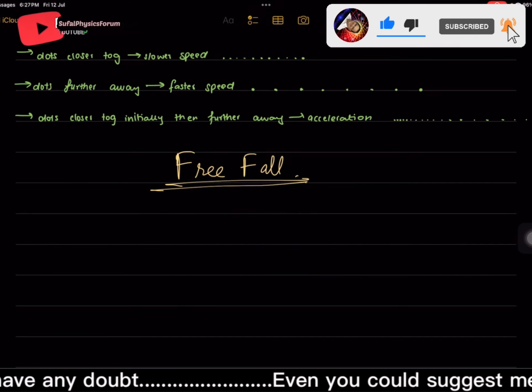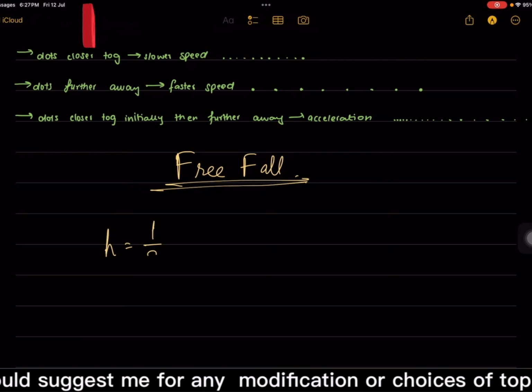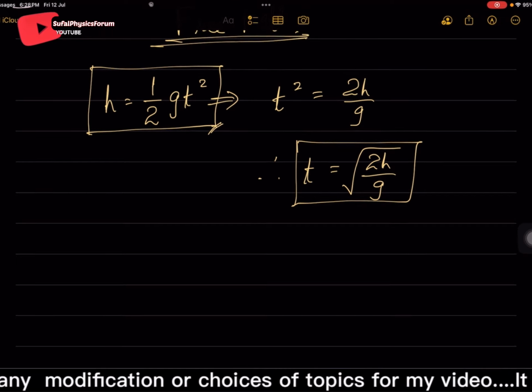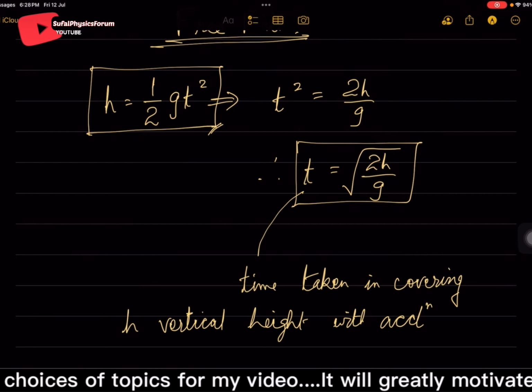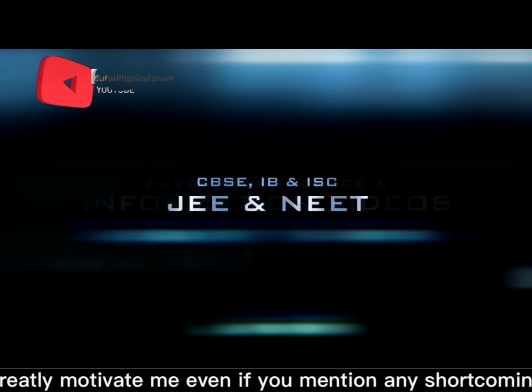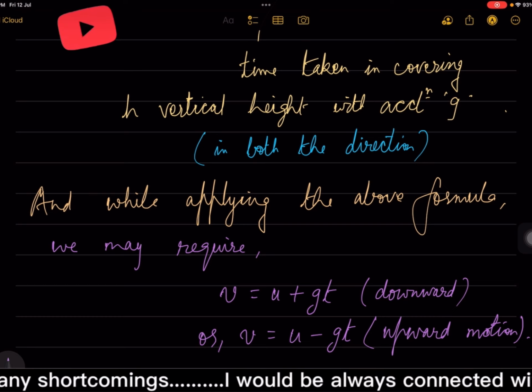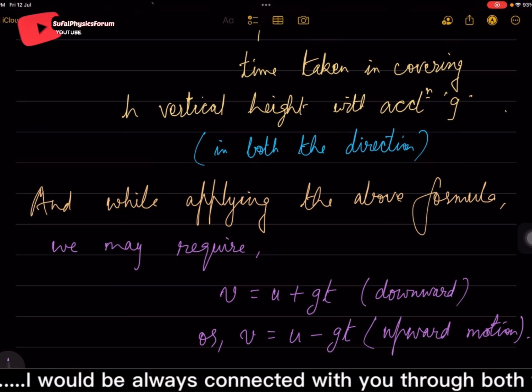Simple numerical could be asked on g, and it may involve h is equal to half g t squared. Downward would be acceleration and upward would be deceleration.